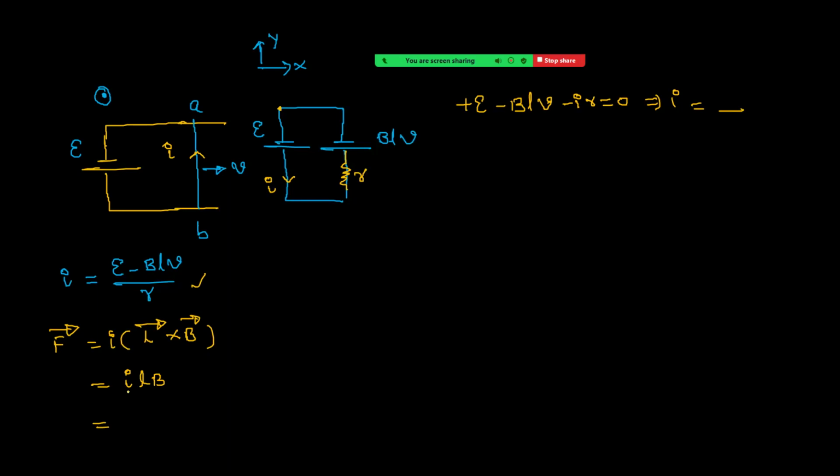Substitute the value of I here. It is LB upon R. The remaining is now epsilon minus BLV, times LB upon R. This is now the force acting at that instant. Okay, right. Next, see, in that, what else do we have to calculate?